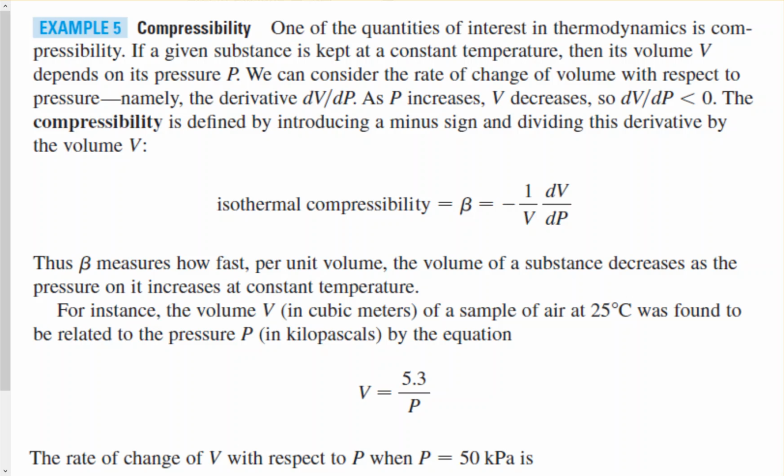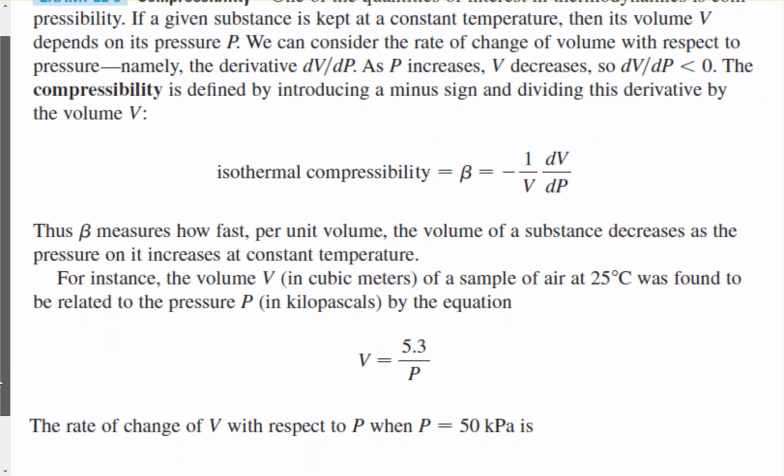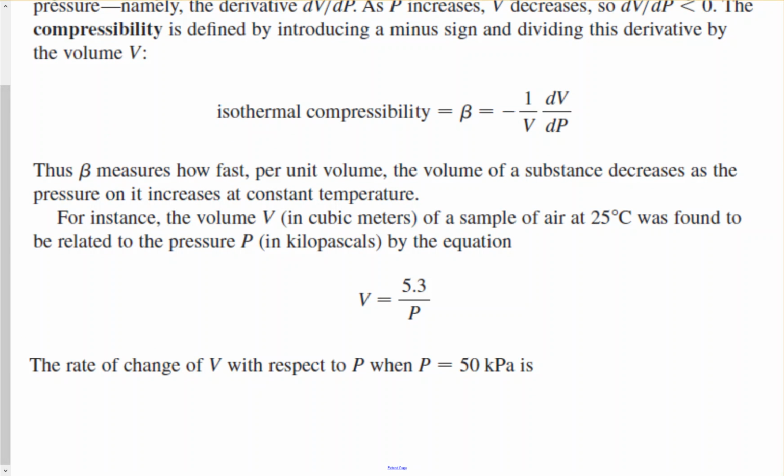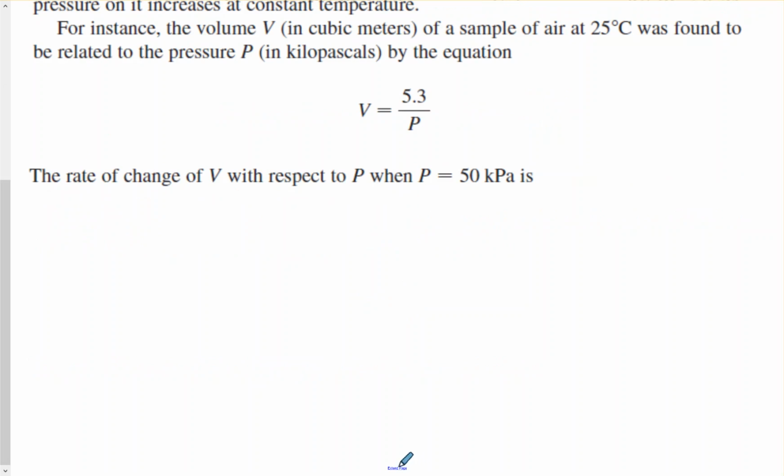For instance, the volume of a sample of air at 25 degrees Celsius was found to be related to the pressure in kilopascals by the equation V equals 5.3 over P. The rate of change of V with respect to P when P equals 50 kilopascals is... so here we would take the derivative because we want a rate of change of V with respect to P. So we're going to do dV/dP.